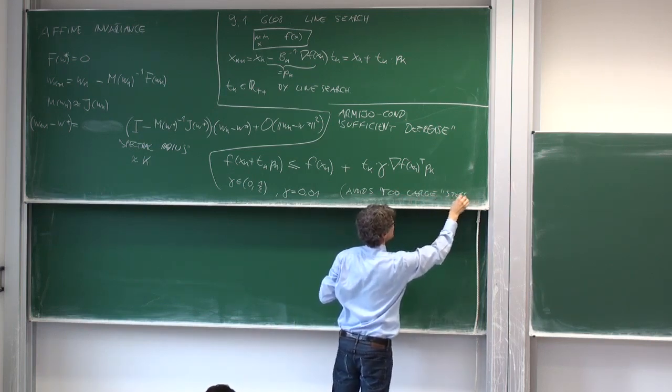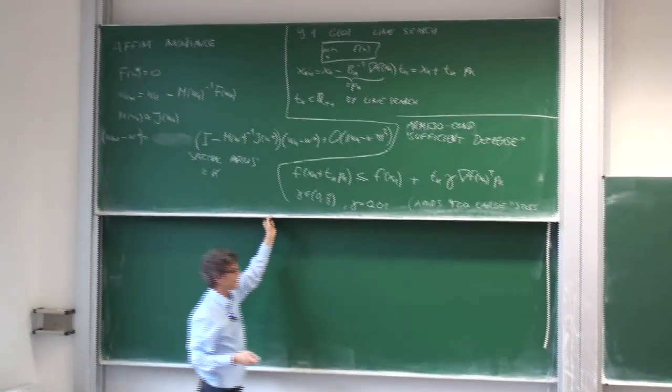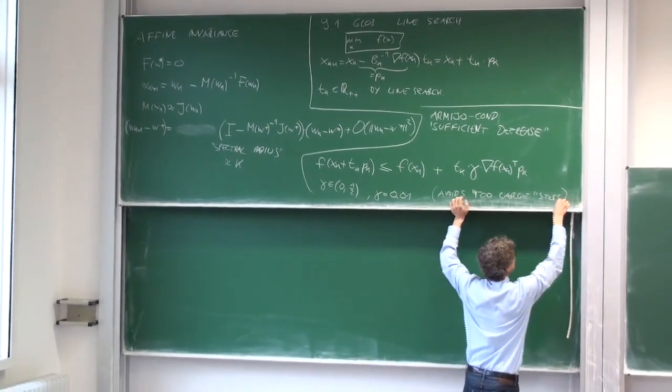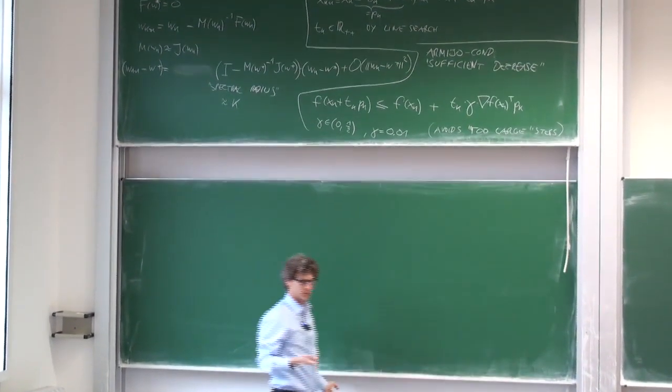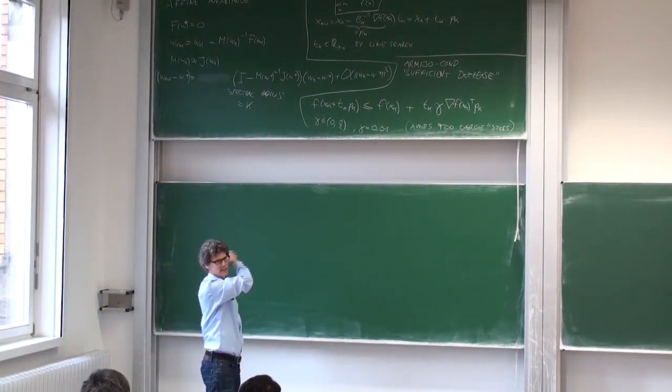That's what this condition does. And it's always this condition that people use actually to avoid too large steps. But then there's the other thing which we need to make sure, namely that we don't do too small steps. And this condition would be satisfied by arbitrarily small values of t.